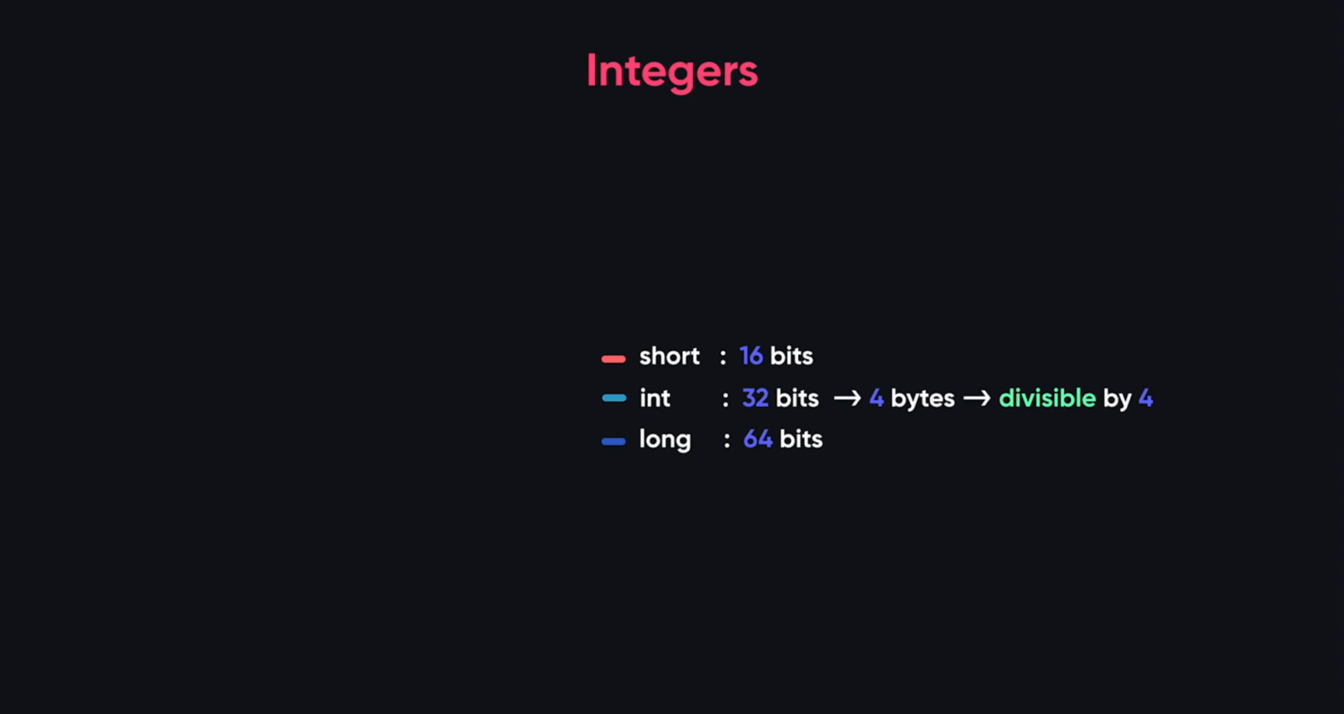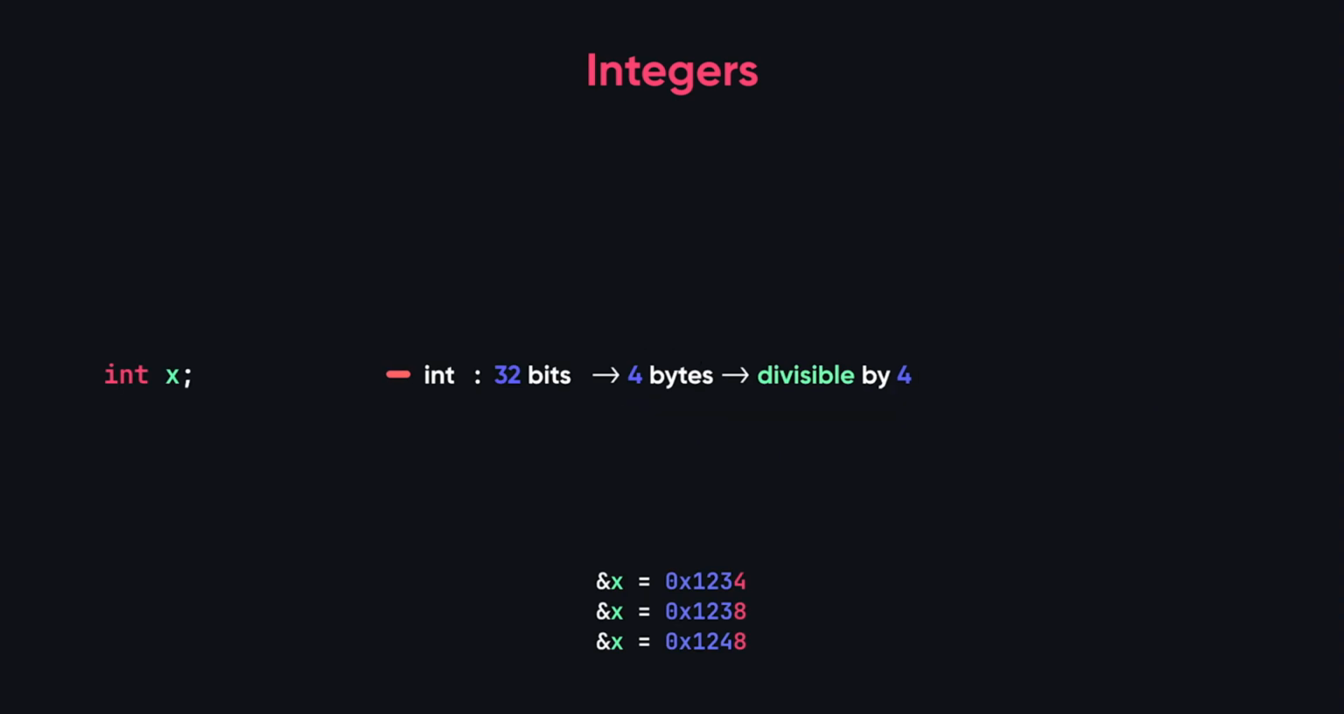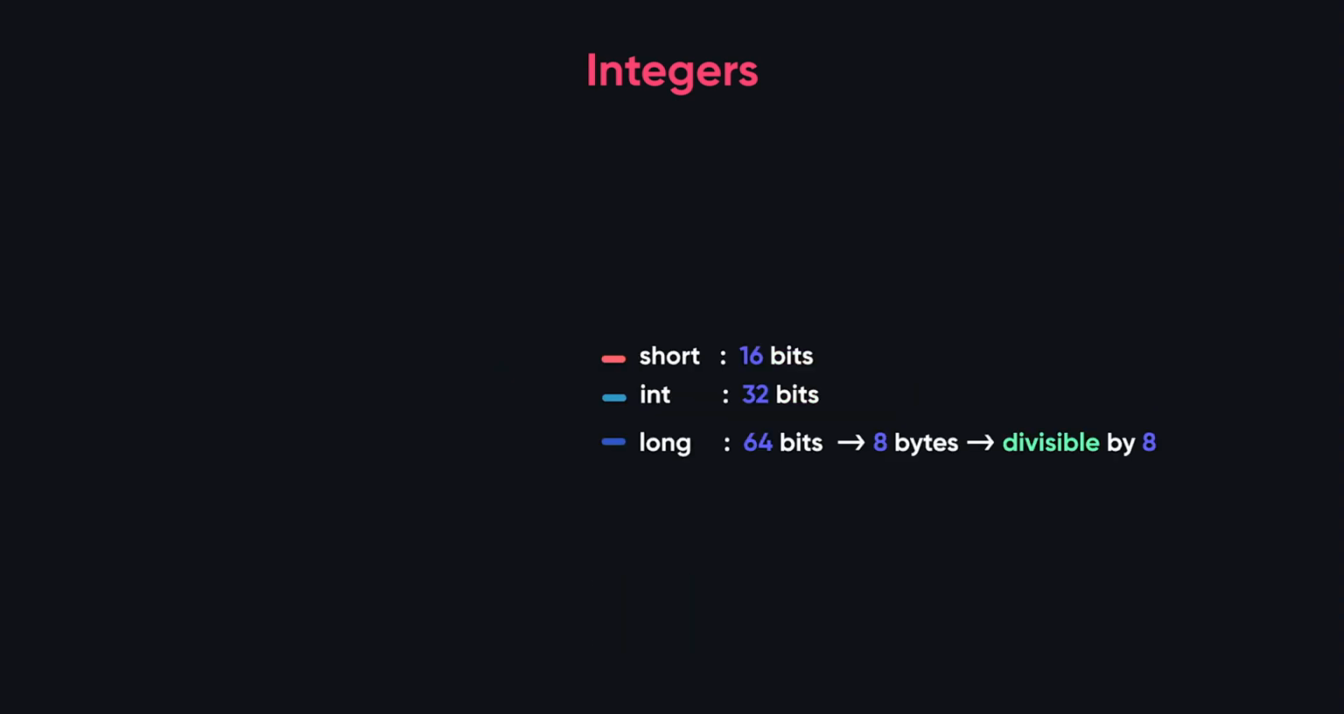Next, we have integers. It's 4 bytes in size, and its alignment requirement is for the address where it's allocated to be divisible by 4. And again, we have some addresses as examples where they're all divisible by 4. Similarly, the same applies for longs, which are 8 bytes in size, and the addresses where they must be allocated should be divisible by 8, as shown here.